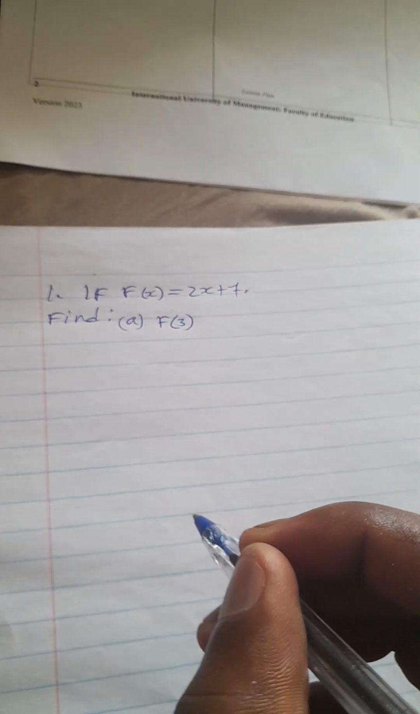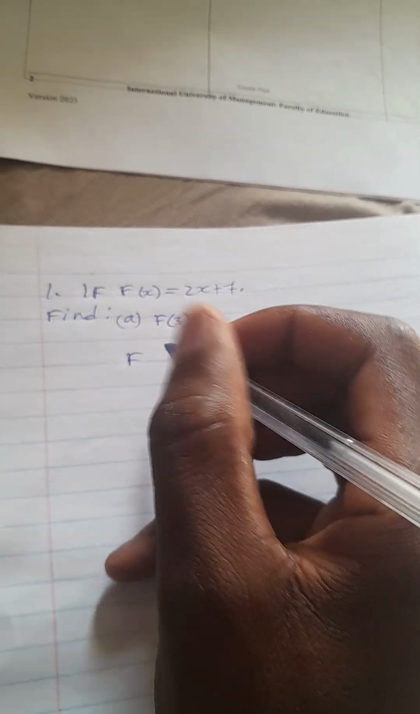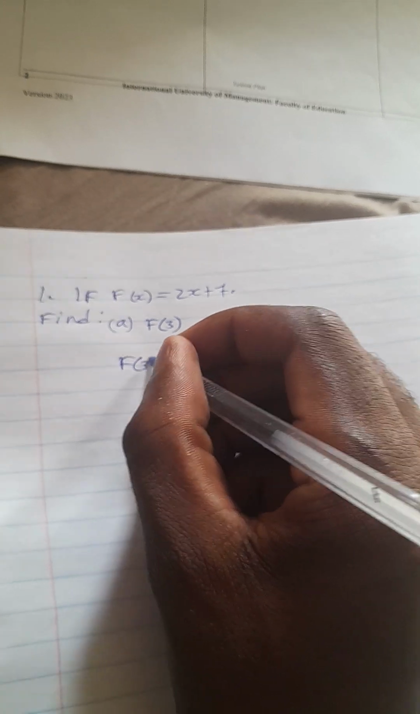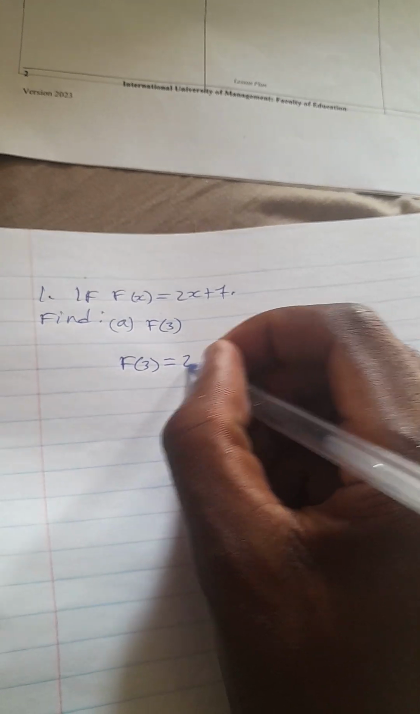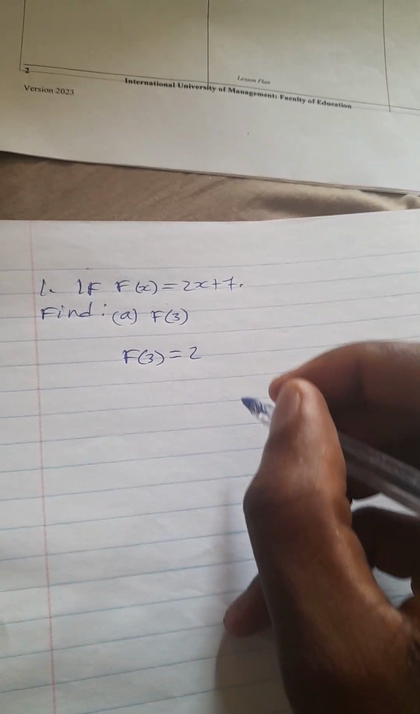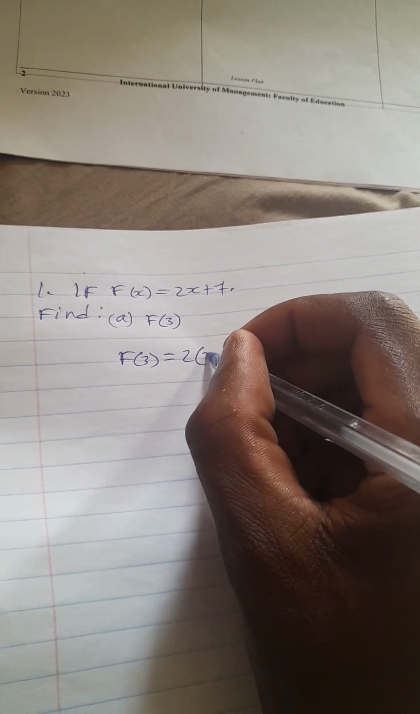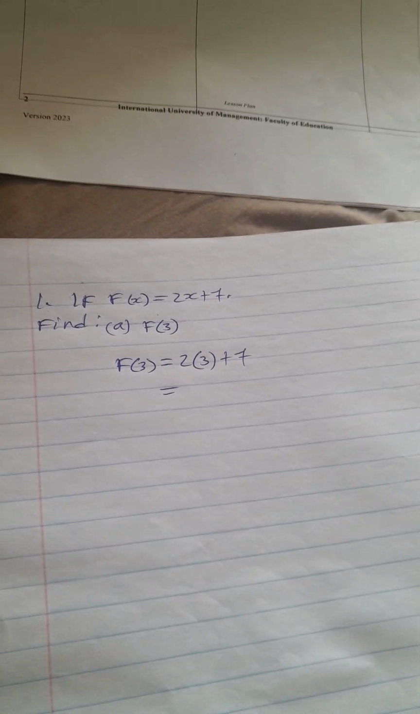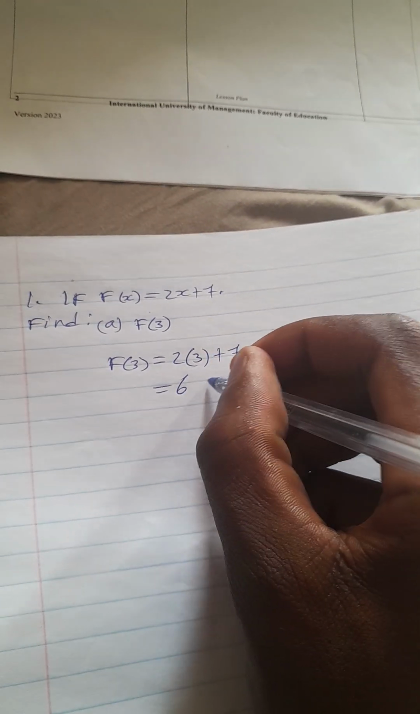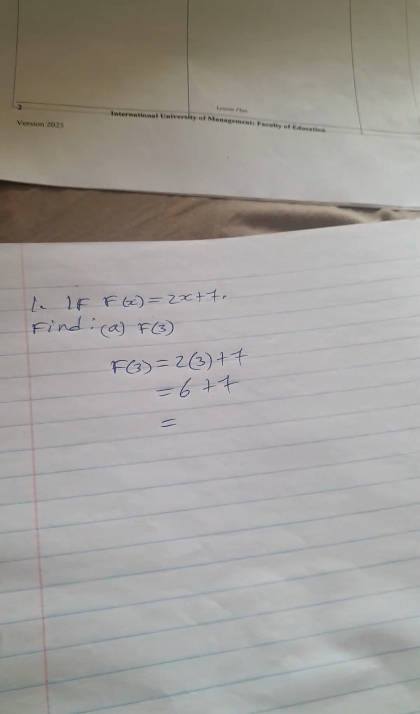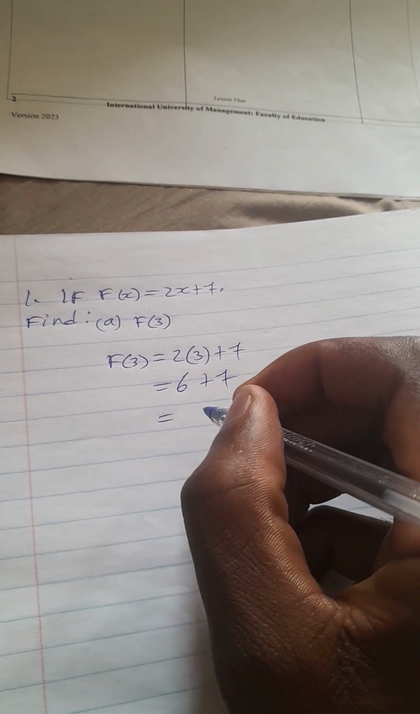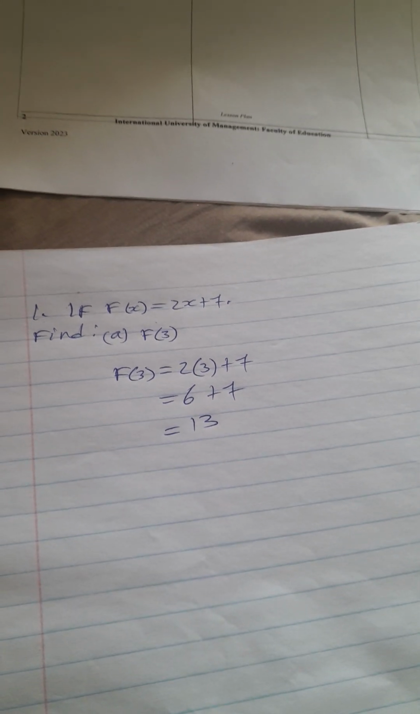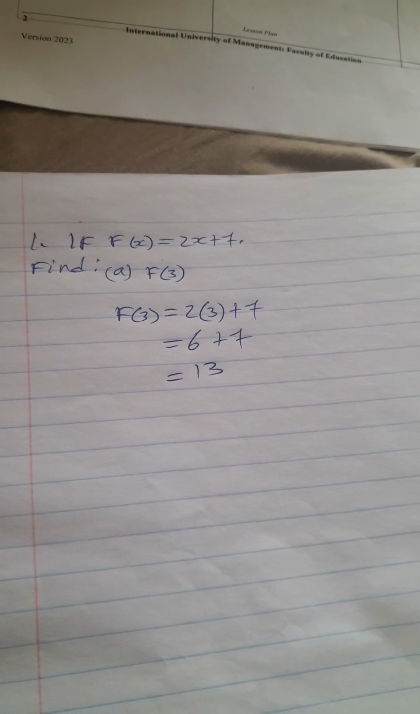First step, we say f of 3 is equal to 2, and then in the place of x we replace it with 3, plus 7. So you can see already that 2 times 3 is 6, plus 7, and our final answer is going to be 13. So you are done like this. It's very simple, my good people. There's nothing to be scared of.